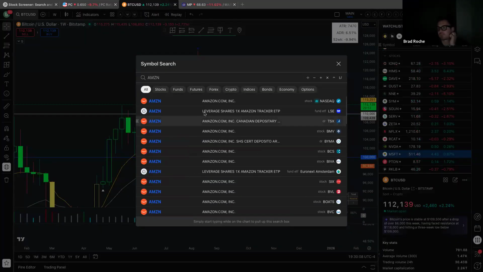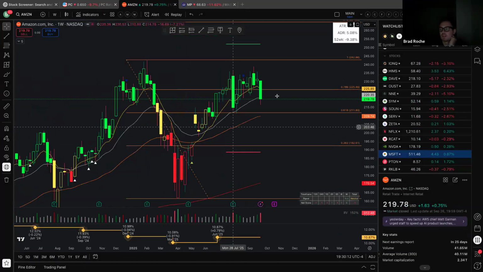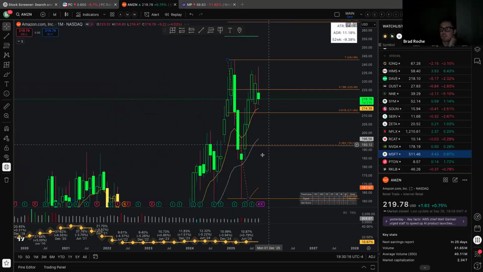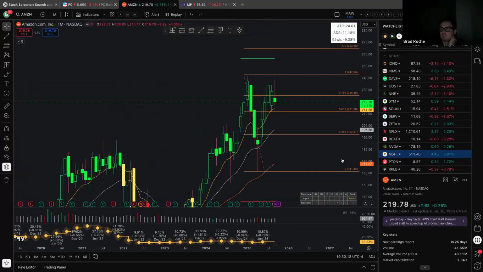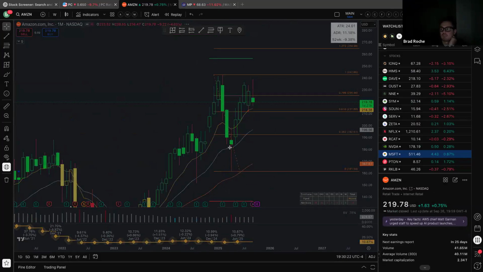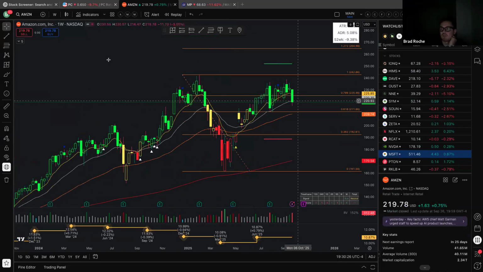Amazon. It's at the weekly 21. It's a good stock, just no setup currently on it for me. It's showing relative weakness. I'd wait for it to reclaim the 21 EMA, and then that could be a setup.